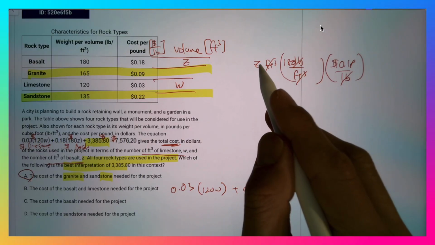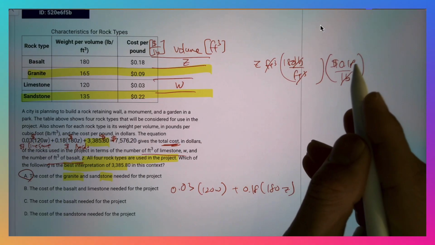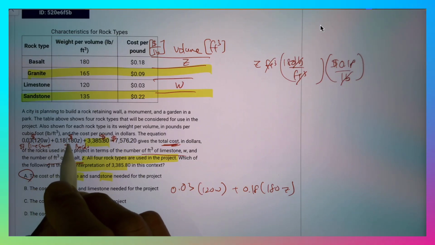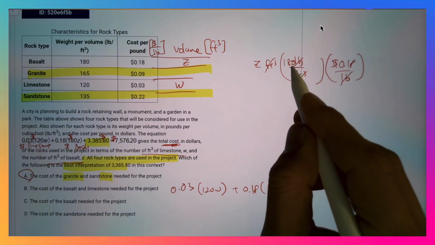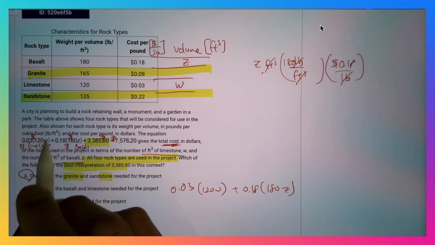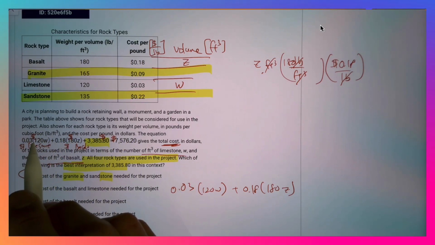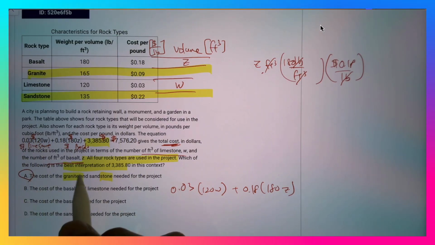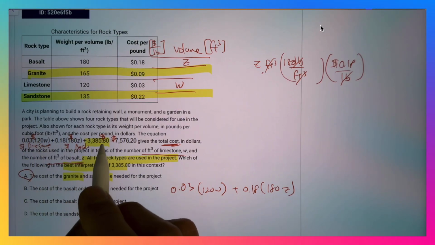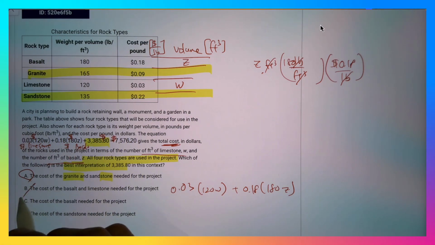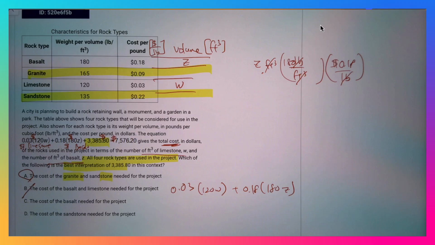And hence we have Z times 180 times 0.18, and you can see it here. 0.18 times 180 times Z. And that's the total cost for the basalt. And the same can be said true for the limestone using the variable W. But we want to know what $33.85 80 cents represent. So this has nothing to do with our question, so B is eliminated.